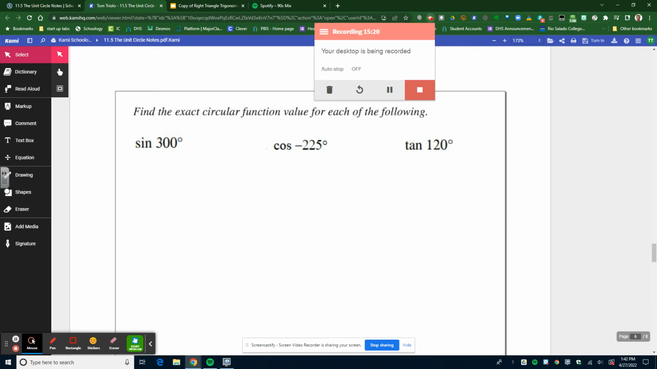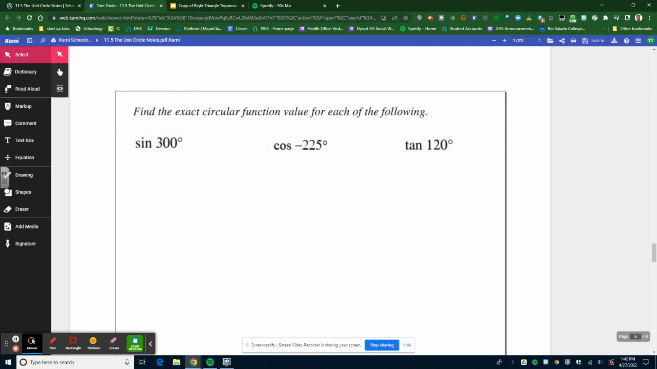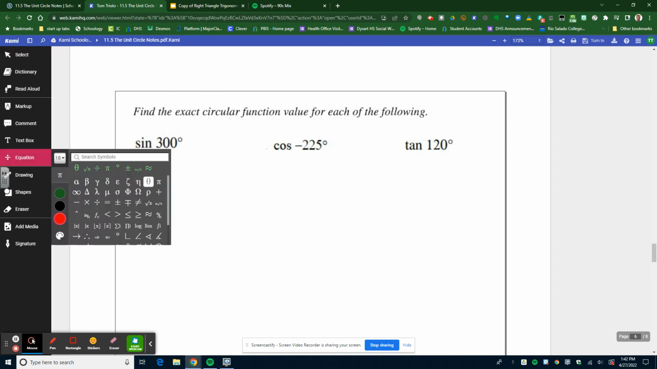What did you get, Matthew, for sine of 300? Sine of 300 is negative square root of 3 over 2. So it's in the fourth quadrant, so that's why it has to be negative square root 3 over 2.